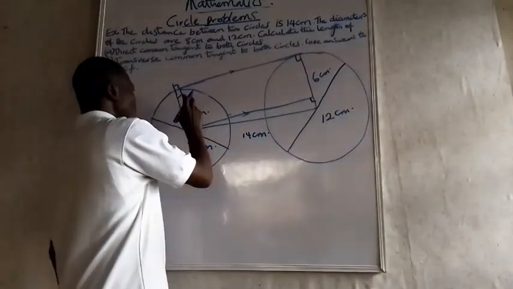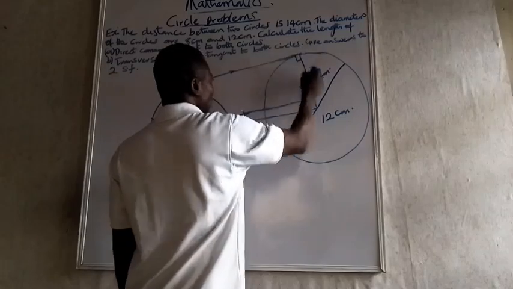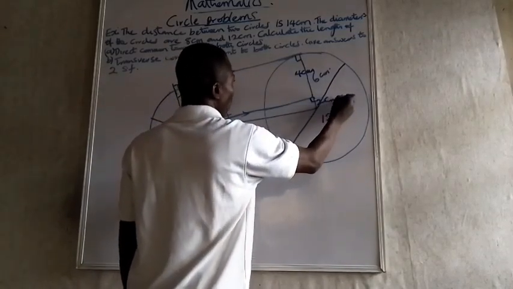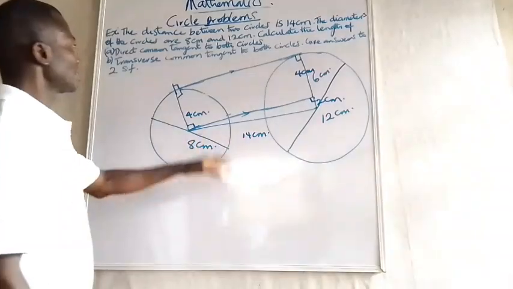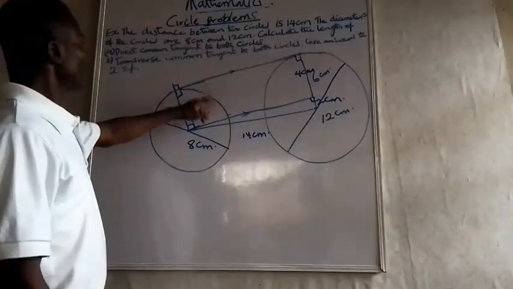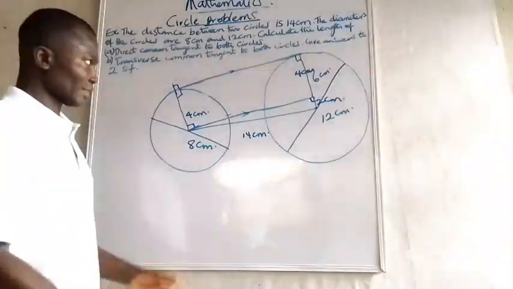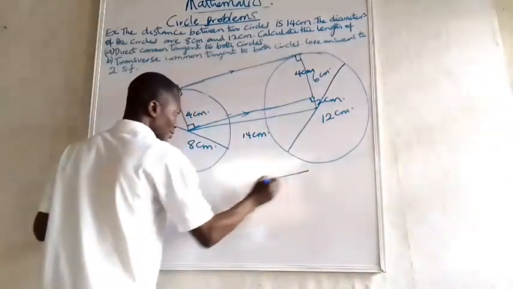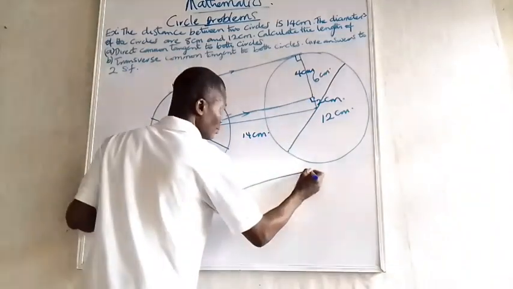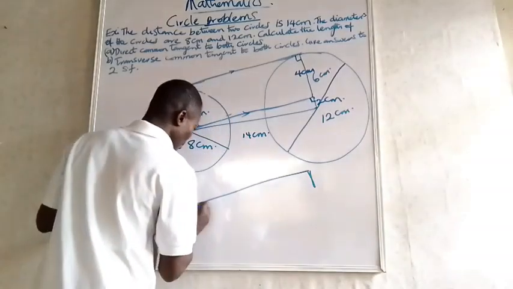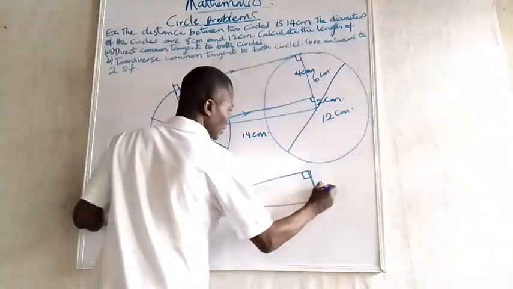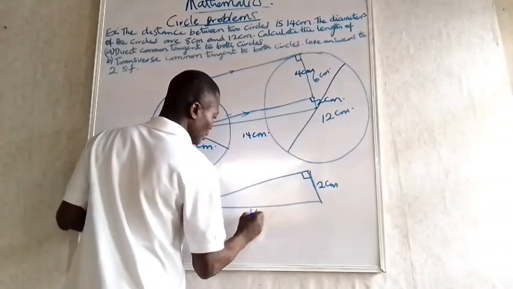So which means that this place is 4. The distance from here to here 2 will be 4 centimeters. And this place will be 2 centimeters. Then this place to this place is 14 centimeters. You can see. So we can bring our triangle out like this. This is 2 centimeters. This is 14 centimeters.